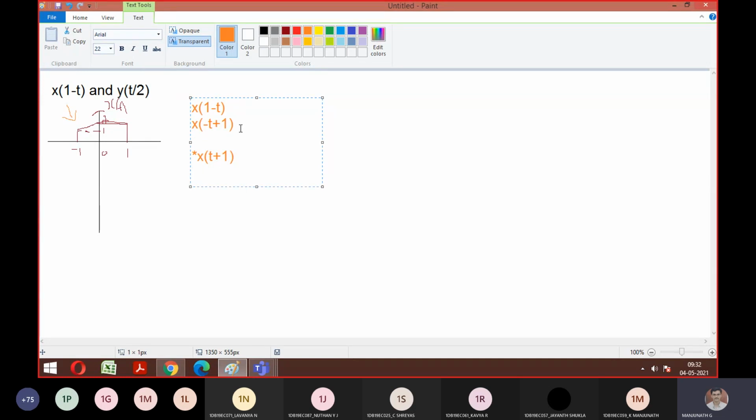After that, you have minus t plus 1. Which one should I perform? Reflection. Is it called reflection? Yes or no? So there comes your time folding. You can perform time folding on whatever signal you got for this. So will that be equivalent to the given question, 1 minus t? Is it okay, guys? Everyone?